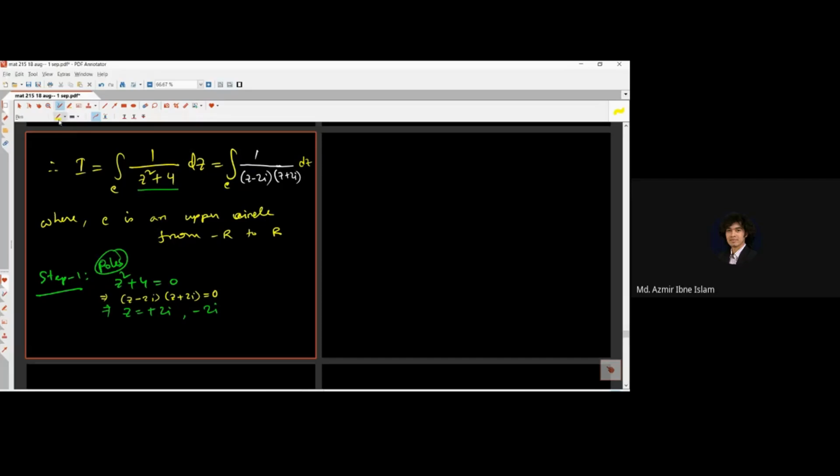So step 2. If there were z to the power 4, the power would be 2, then it will be squared. You got the right thing, okay.